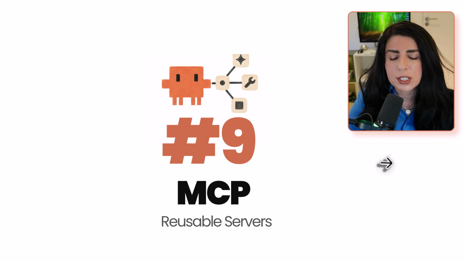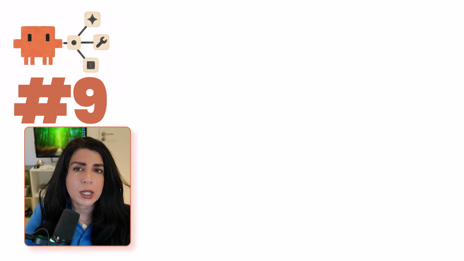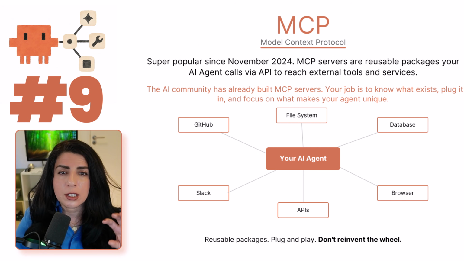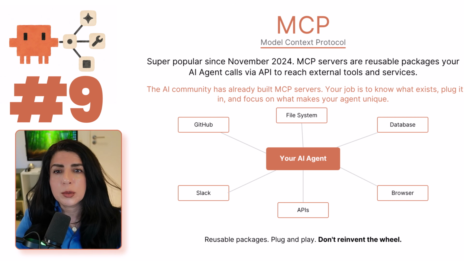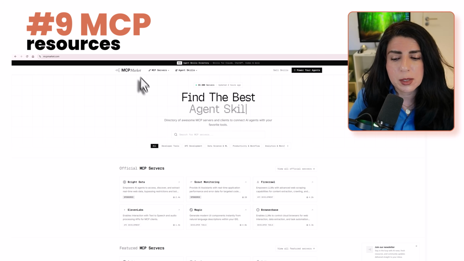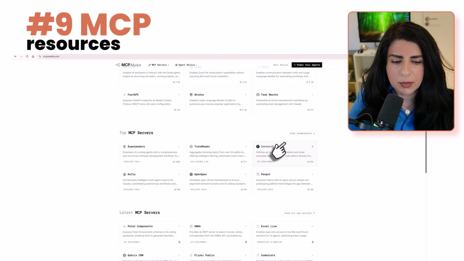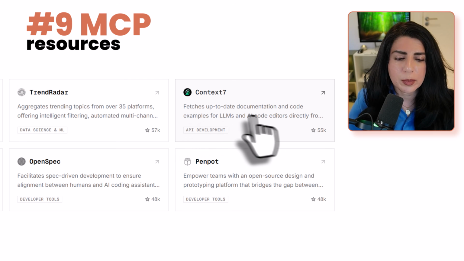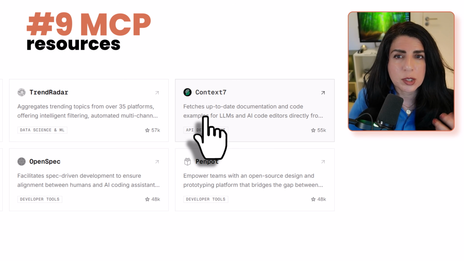The ninth feature is MCP. It's been super popular since November 2024. MCP servers are reusable packages for your AI agent, and they're like external servers. You use an API to reach an external server that gives you tools and services. Same as the skills, lots of them are available. Your job is to know what exists, plug it in, and focus on what makes your agent unique. Same as the skills, we have an MCP marketplace with lots of servers available. This one, Context 7, is a really good one. It fetches up-to-date documentation and code examples, so it actually makes the coding better.